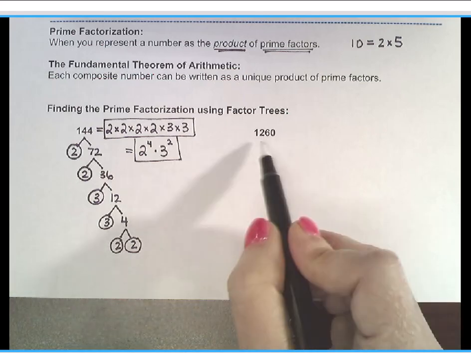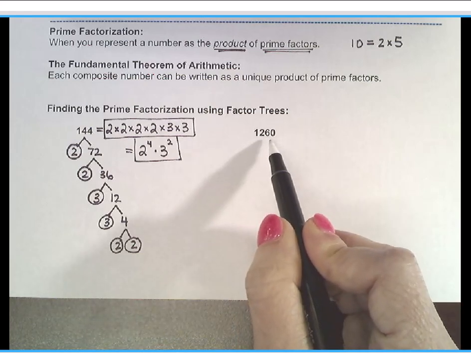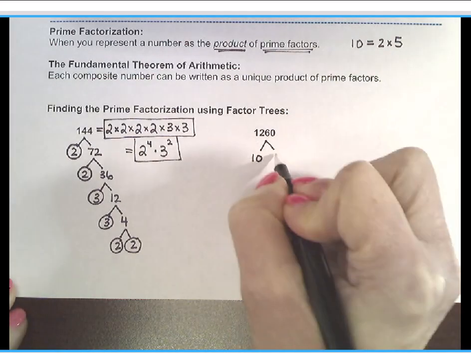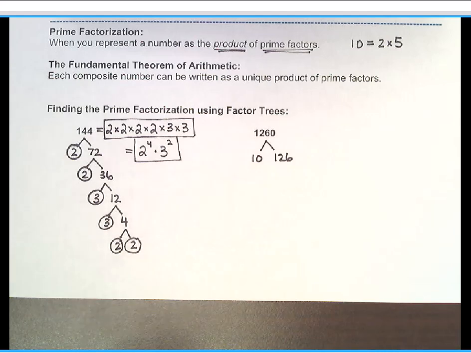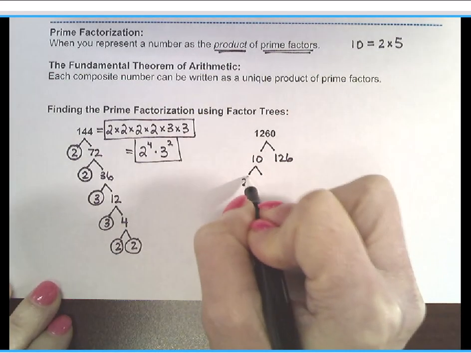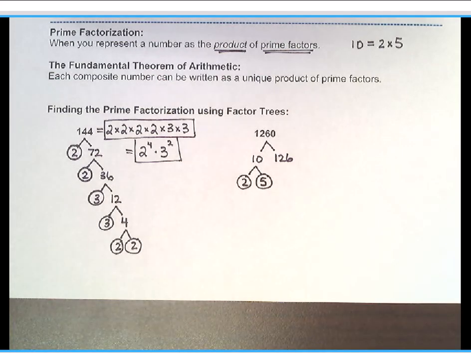When I look at this number, 1260, the first thing I see is it ends in a 0, so I know it's divisible by 10, so I'm actually going to start there. I'm going to say 10 times 126. That's a nice, easy way to break that apart. And 10 is 2 times 5. And those are both prime, so that little branch of the tree is done.